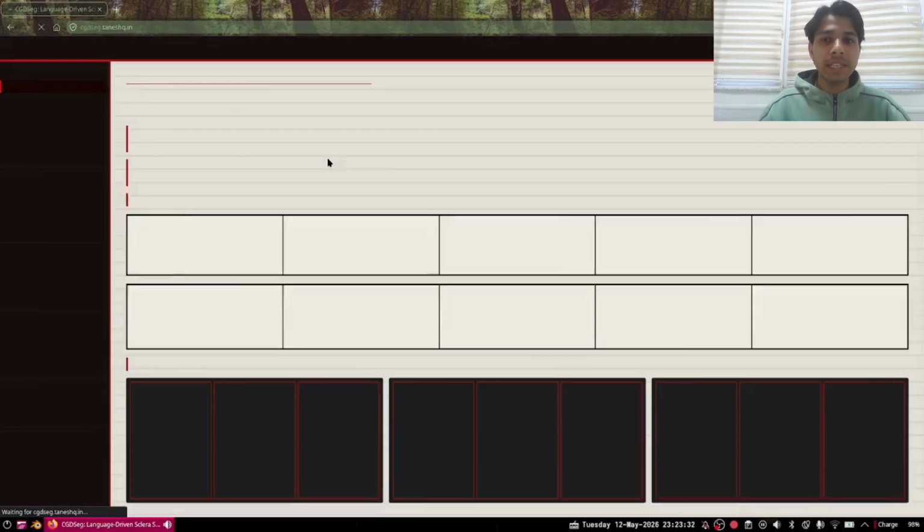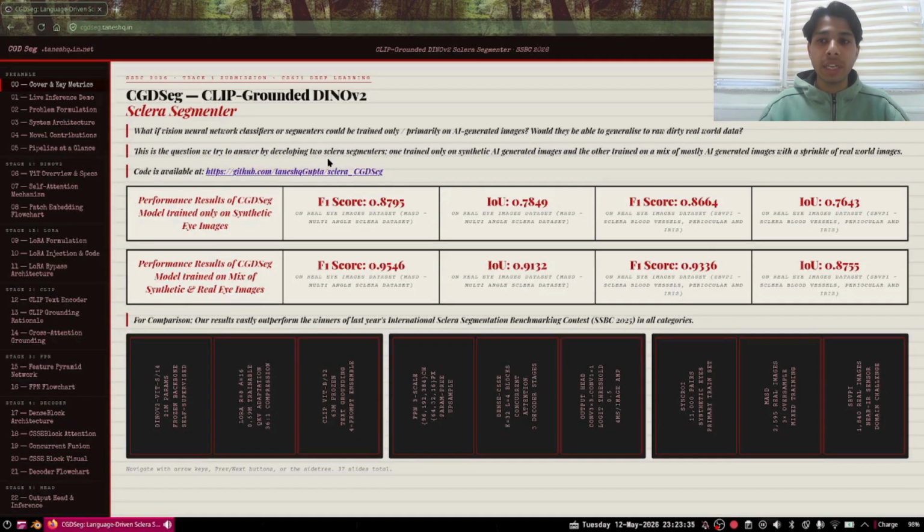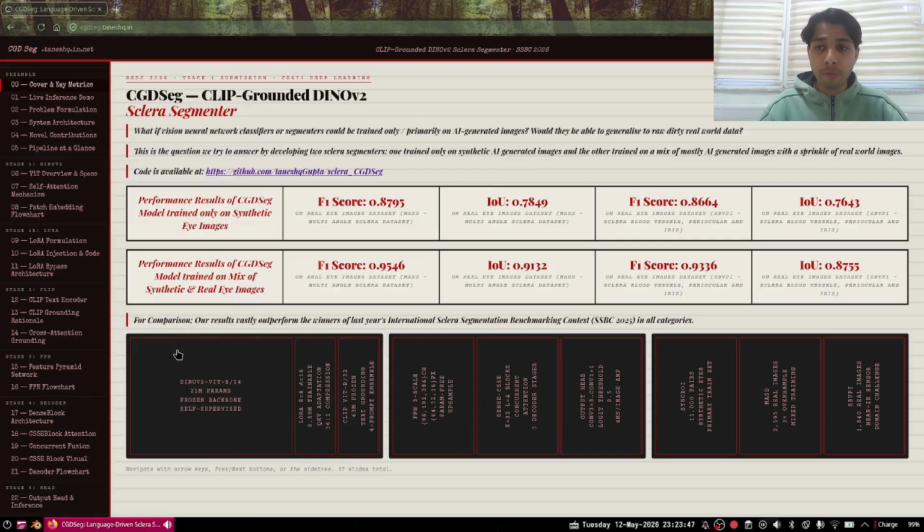Before I get into anything technical, what is this project actually doing? We are building a system that looks at a picture of someone's eye and automatically draws a precise outline around the white part. The white part is called the sclera, and the blood vessel patterns on it are unique to every human being, like a fingerprint, but for your eye. So if you can segment it precisely, you have the foundation for a contactless biometric identification system.